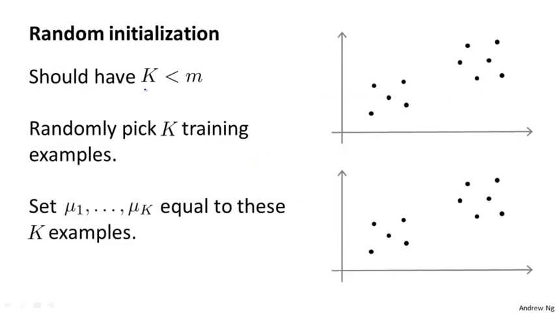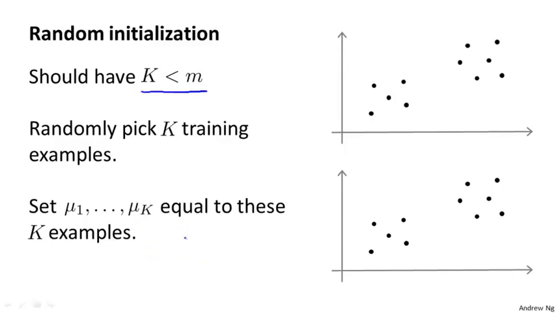When running k-means, you should have the number of cluster centroids k set to be less than the number of training examples m. It would be really weird to run k-means with a number of cluster centroids that's equal or greater than the number of examples you have, right? So the way I usually initialize k-means is I would randomly pick k training examples. And what I do is then set mu1 up to mu k equal to these k examples. Let me show you a concrete example.